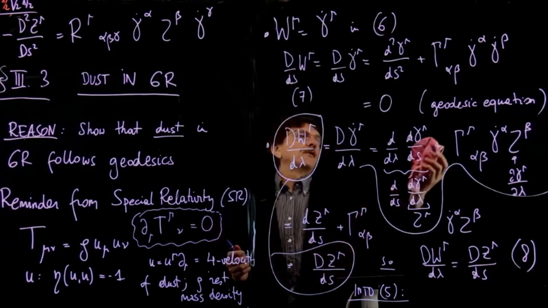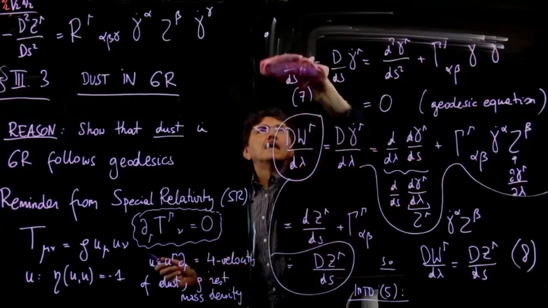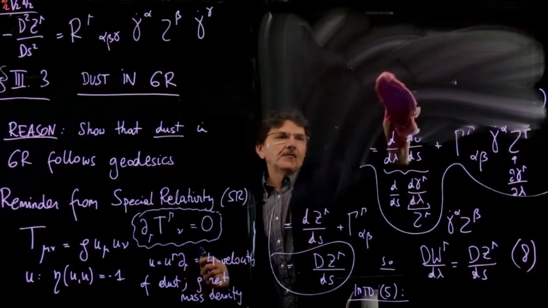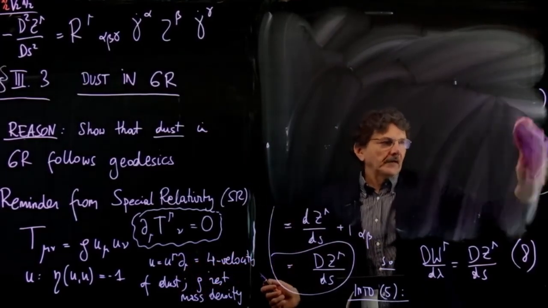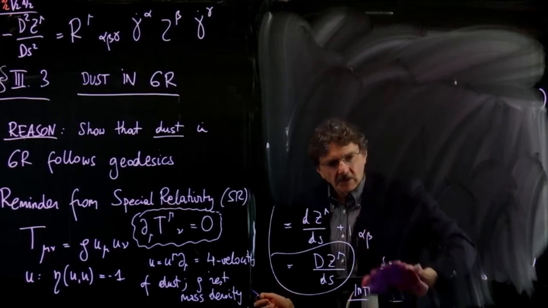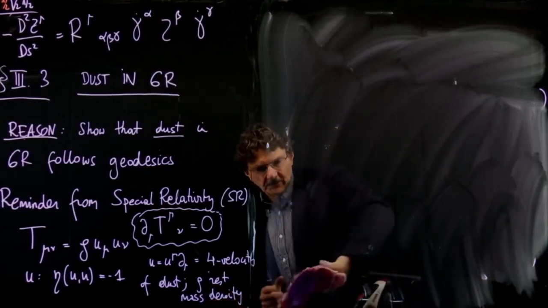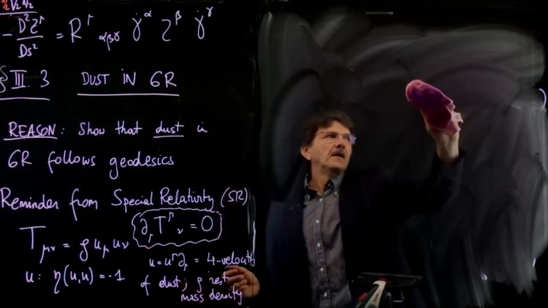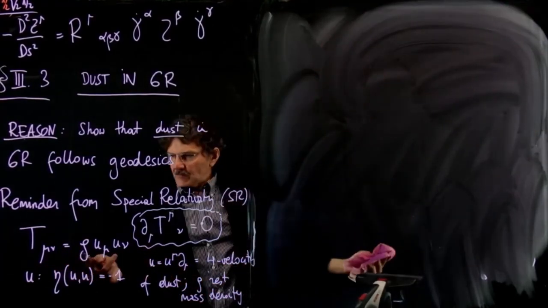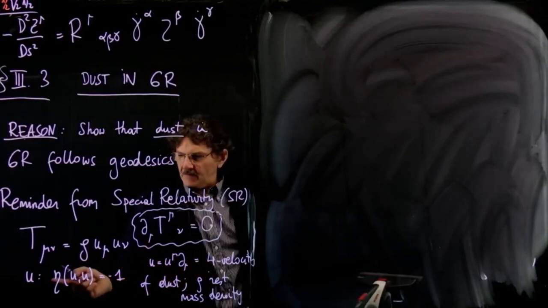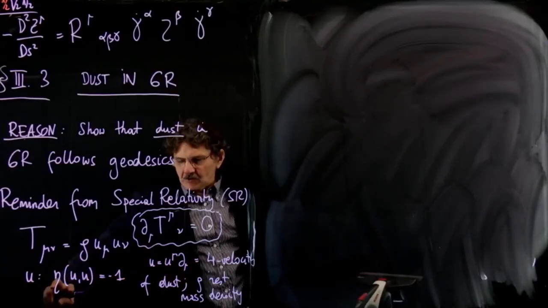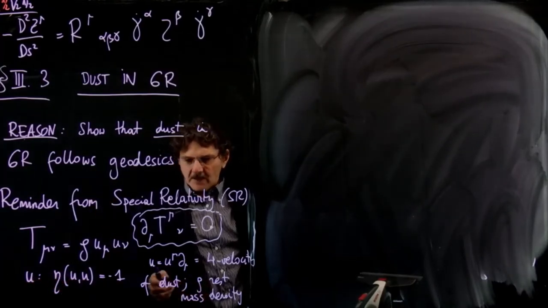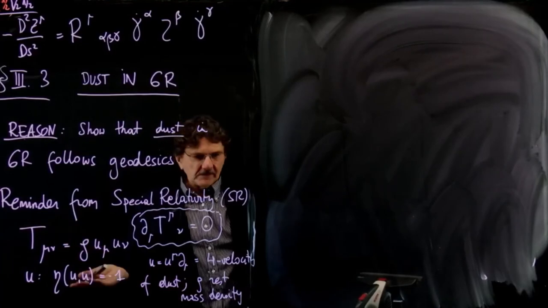So we're going to use our principle how to go from special relativity to general relativity. Well, we go to local inertial coordinates, and in local inertial coordinates, this should be the energy momentum tensor of dust. This should be the four velocity of dust. And now in local inertial coordinates, eta is the same as g. So we can just put g here. And rho is the mass density, and there's nothing more to say, right?